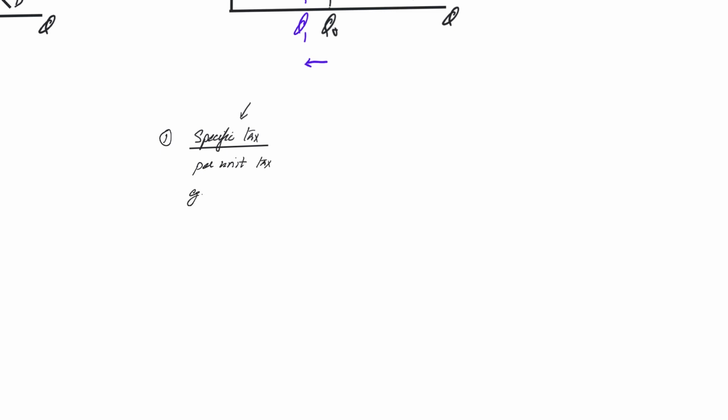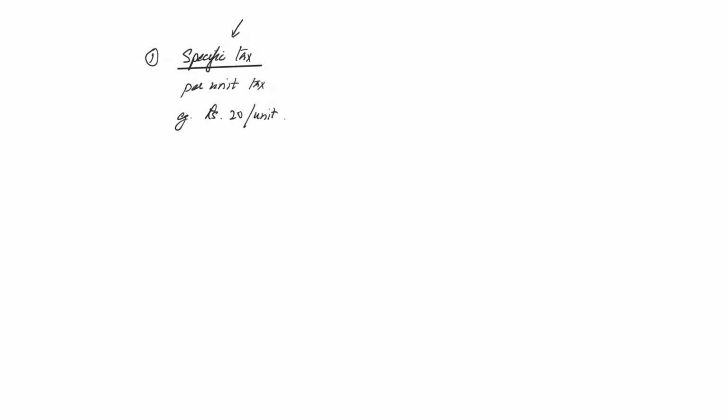Specific tax is a per unit tax. For example, rupees 20 per unit. So for every quantity, the price just increased by 20, or for every quantity, the cost went up by 20 rupees because the government wants 20 rupees.